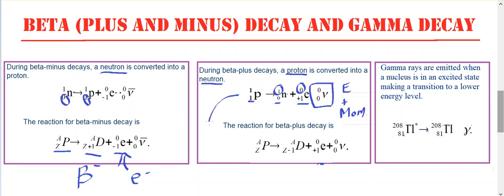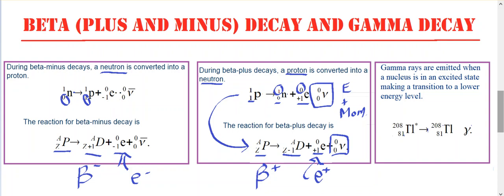So therefore, we get the reaction for beta plus is that the parent atom will transform to the daughter atom by losing the charge, because you're going from proton to neutron, and gaining it with the positron, as well as having a neutrino to conserve energy and momentum. Beta plus decays are denoted by beta with a positive sign, and positrons are electrons with positive charges.